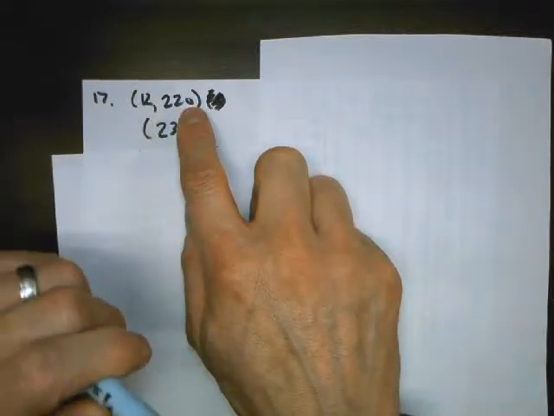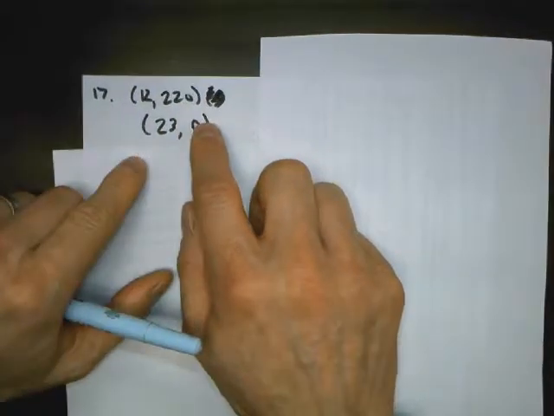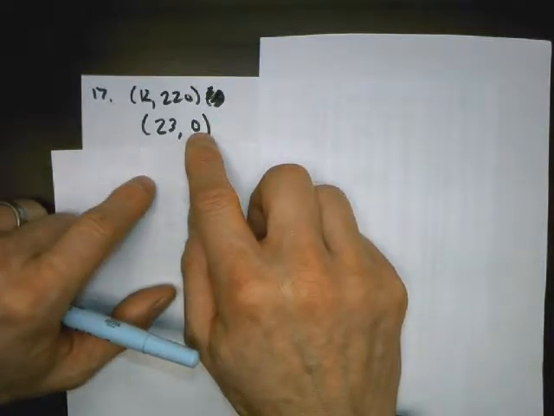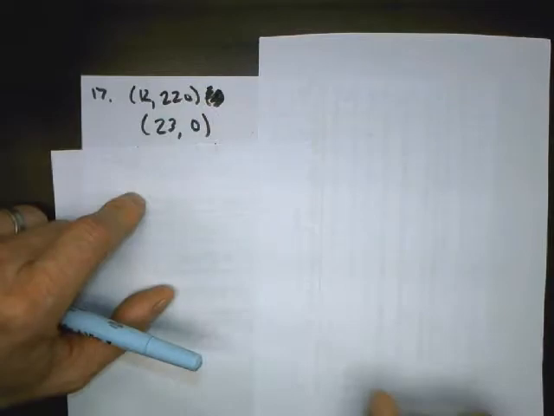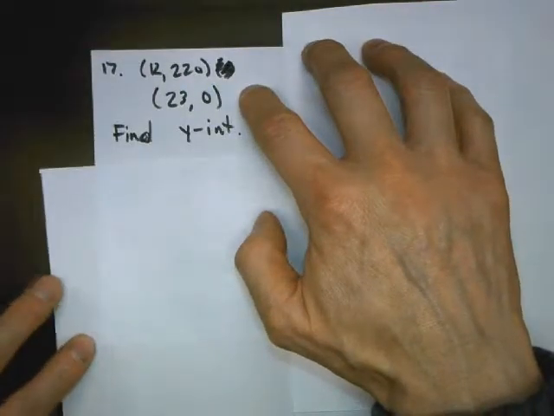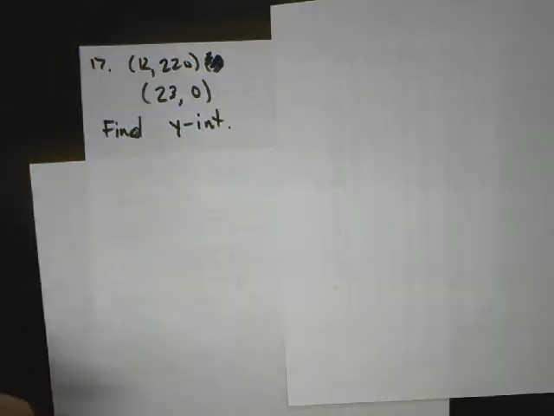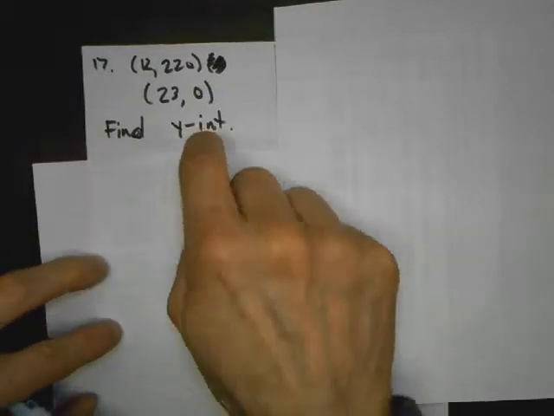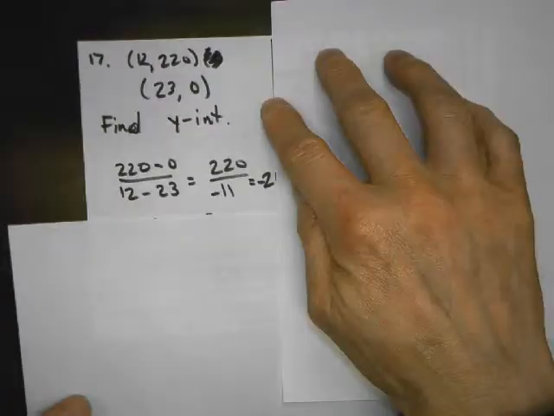The other one says the water was all gone after 23 minutes. Well, if the water is all gone, that's 0 ounces. 23 minutes, minutes is time, time is x, so that's 23, 0. So I have two sets of coordinates. That's all I need to write an equation for this. So the question says, how much water was in the tank before it cracked? How much was in the tank means starting point. Starting point means y-intercept.